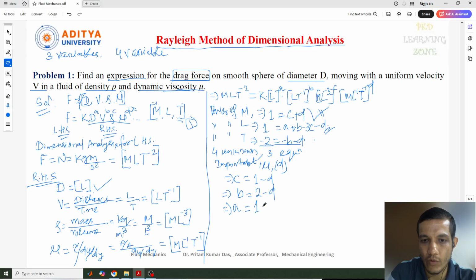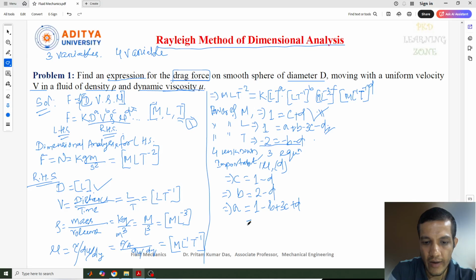That means A equal to 1 minus B plus 3C plus D. Because B and C are there, the remaining one is A, so we need to keep all the D on one side so that we can find the expression. Now put the value of C and B here.